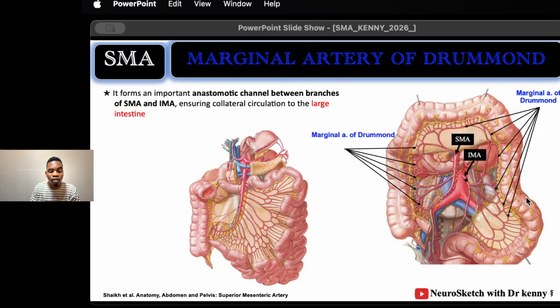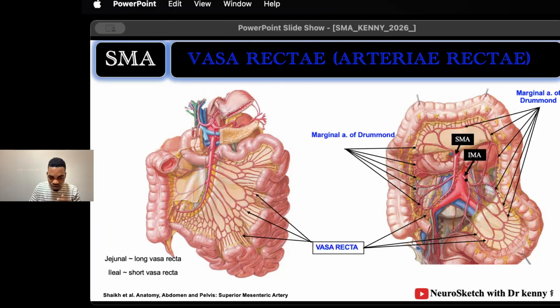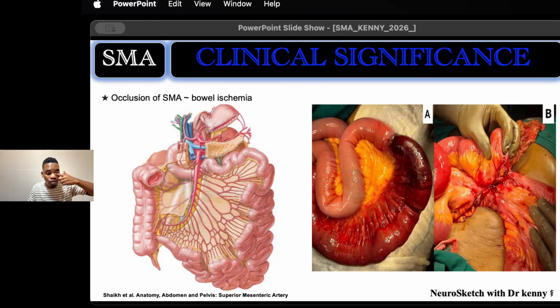And I've explained what a collateral circulation is. In case of blockage of the inferior mesenteric artery, blood comes from the superior mesenteric artery to supply the part that was supposed to be supplied by the inferior mesenteric artery, to make sure everything goes smoothly. Let's talk about the clinical significance of the superior mesenteric artery. We have seen the superior mesenteric artery supplying all the way from the distal half of the second part of the duodenum to the transverse colon.